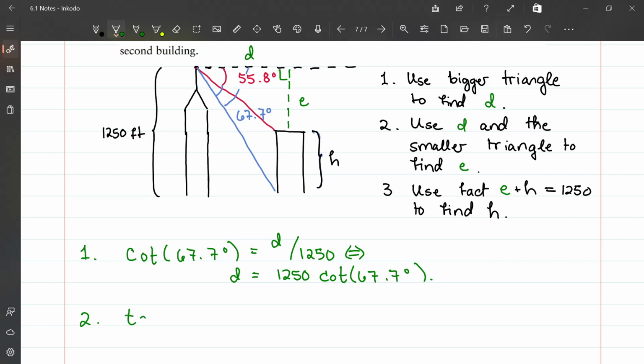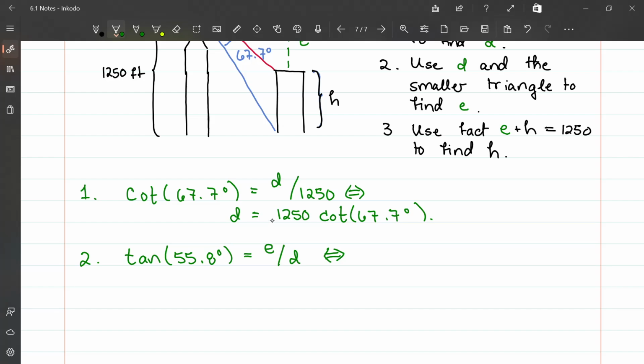So I write tangent of 55.8 degrees is equal to E, the value I don't know, divided by D, the value I just figured out. Once again, I can rewrite this. I want D to go onto the other side. The things I can calculate should be all on the other side, opposite from E, so I multiply both sides by whatever D is, and I find that E must be equal to D times tangent of 55.8 degrees. That should be all I need to do for step two.